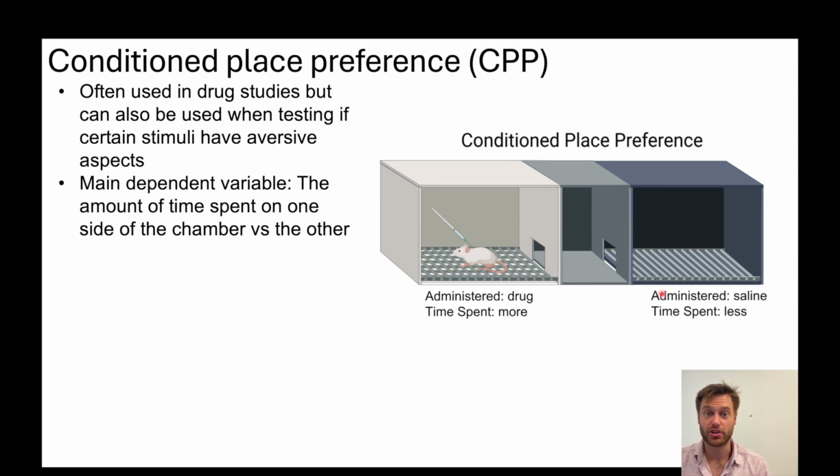If the drug you gave them was aversive, then the mouse or the rat will avoid the chamber where it got the drug. If it's rewarding, like cocaine or some kind of drug of abuse, then the rodent will spend more time in the chamber where it got the drug.